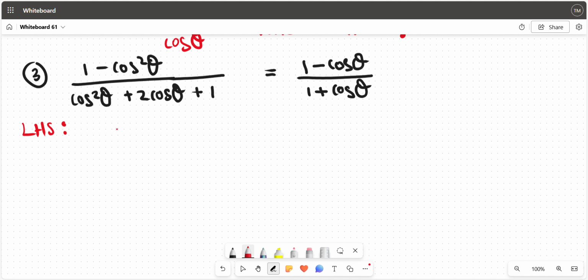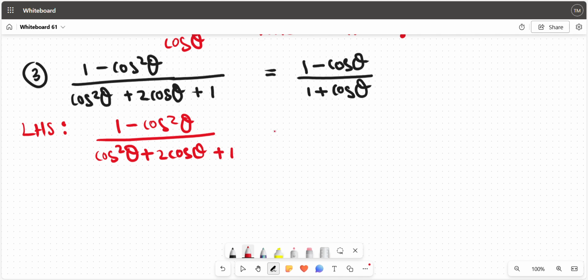So at the top there, we have a 1 minus a cos squared theta. At the bottom, we have a cos squared theta plus a 2 cos theta plus a 1. Before I wrote this, I said this will include some factorization. So what I want you to see is that this guy here is actually a difference of 2 squares. It is a 1, which is a square, that is subtracting a cos squared theta, which is also a square. So we call that a difference of 2 squares. The guy here at the bottom is a trinomial.